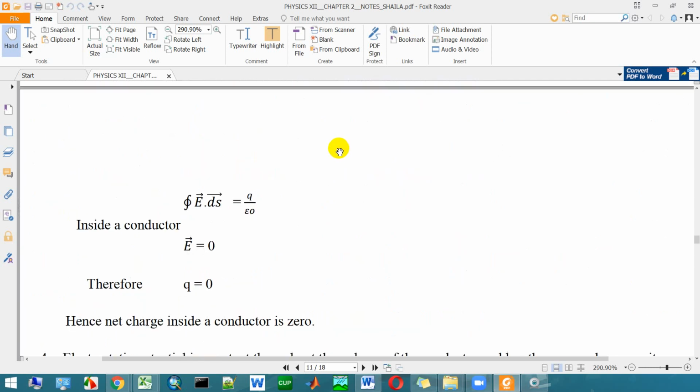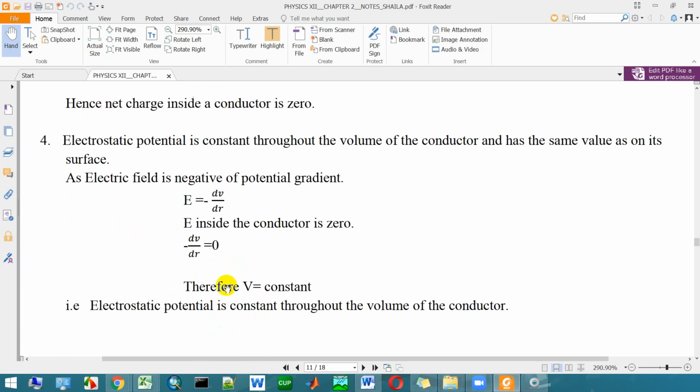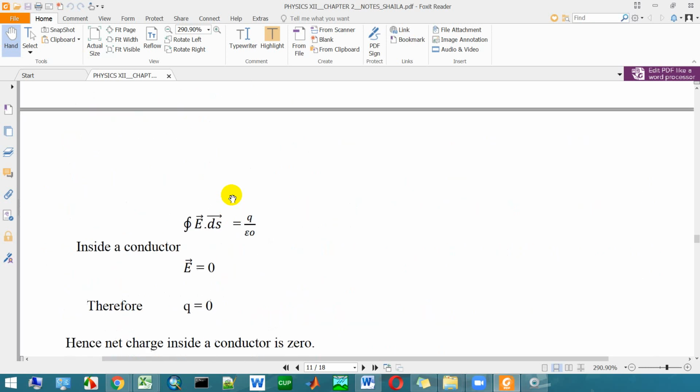Now the fourth property comes, that electrostatic potential is constant throughout the volume of the conductor and has the same value as on its surface. Just now we learned that electric field is the negative of the potential gradient, minus dV by dr. And we learned that E inside the conductor is 0, the first property. That is, dV by dr is 0. And when dV by dr is 0, what is this constant? This is V, capital V. Therefore, potential is constant. So electrostatic potential is constant throughout the volume of the conductor.